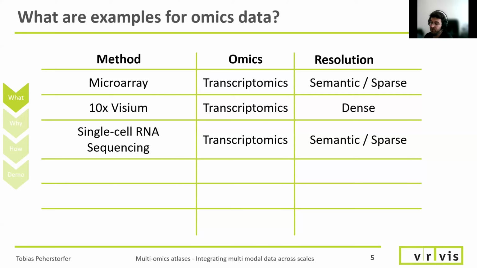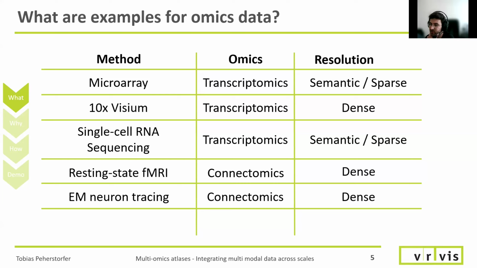Let's head to another field of omics. Let's head to connectomics. I've mentioned before, you can get connectomics data, functional connectomics data, by, for example, using resting state fMRI. And since fMRI is an imaging method, we get dense data from it. There is also, on a very much higher resolution level, the possibility of getting electron microscopy images and then tracing neurons there. This data is also dense, since we rely on imaging data to get it.